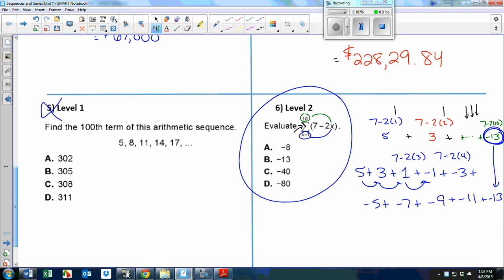So you add those up, 5 plus 3 plus 1 plus negative 1, well, the negative 1's cancel, the 3's cancel, the 5's cancel, you get that answer. Negative 20 plus negative 20, negative 40. Answer C.